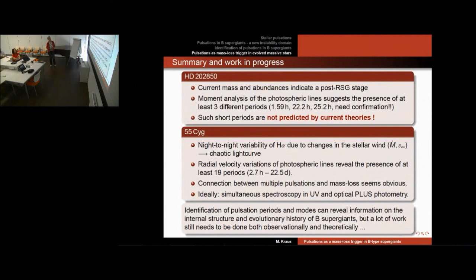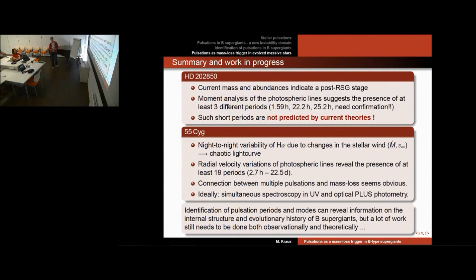Now, to summarize the work, for HD 202850, sigma Cygni, we think that the current mass that was found from spectroscopy, the abundances, everything indicate that the star is a post-red supergiant. It should have many more pulsation periods than what we found so far. So we have 3 periods. One is about 1.6 hours, which is extremely short and is not predicted by any theory so far.